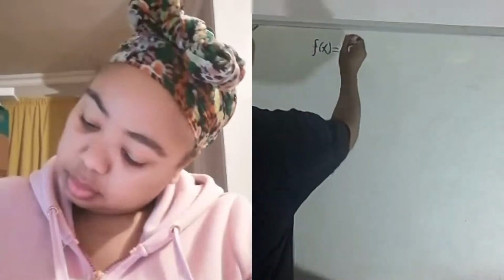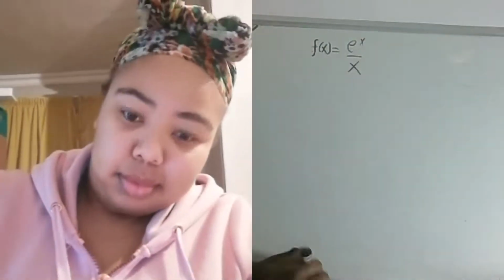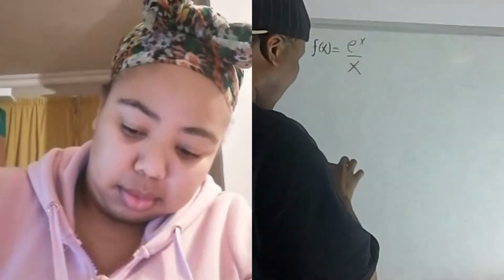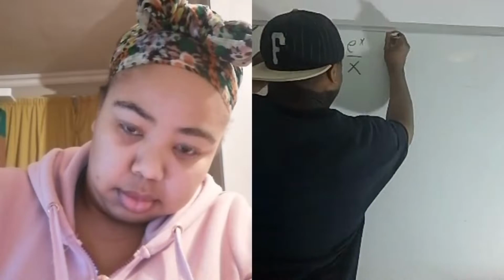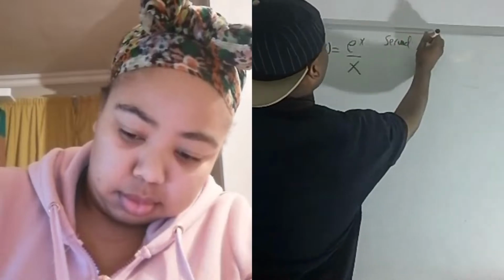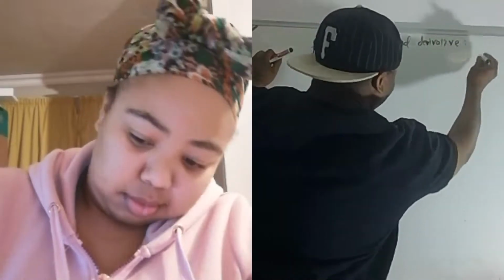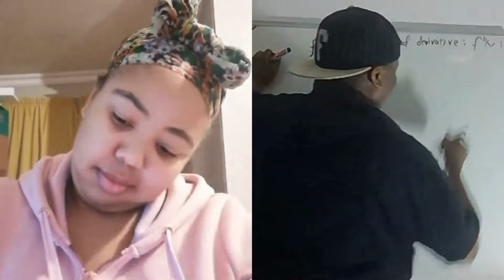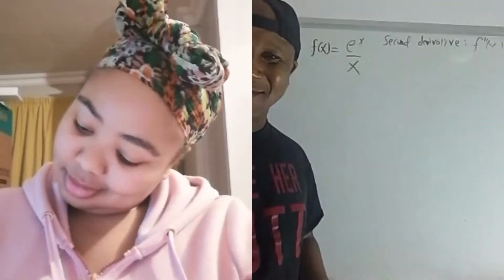All right, let's go. So we have e to the power x over x. Let's say find the second derivative. If you look at the top of the question, they say find the second derivative. Second derivative means differentiate the first time and then do it a second time.